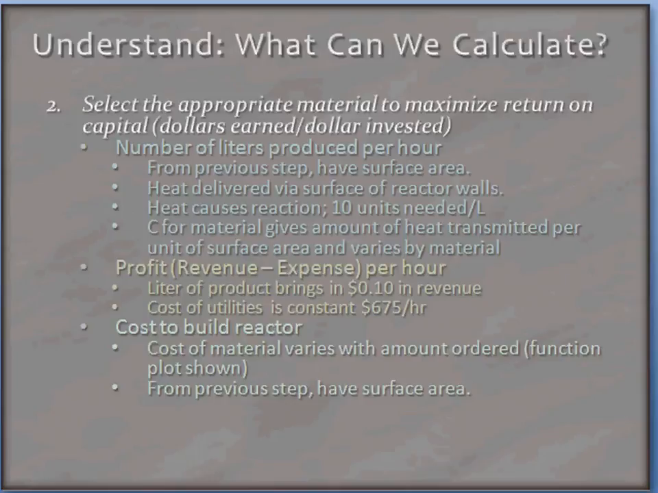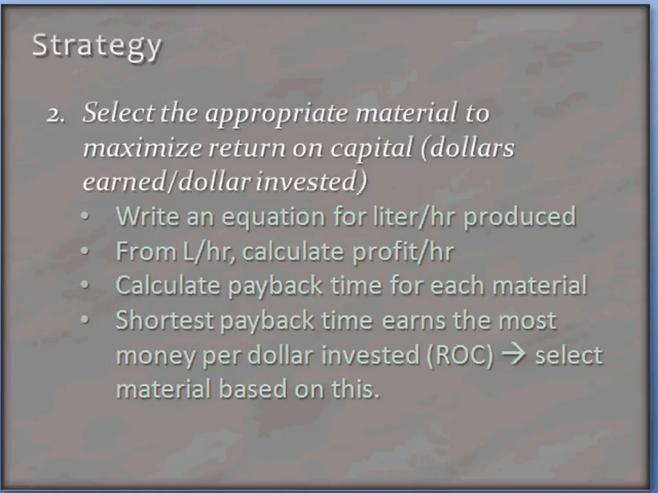With this information, we can calculate profit, which is equal to revenue minus expense. We know that each liter of product brings in 10 cents of revenue, so with the number of liters per hour, we can calculate the revenue per hour and subtract from this the expense of the cost of utilities to get profit. And finally, we can calculate the cost to build the reactor because we know the size of our reactor from our previous step, and we can calculate the cost of material based on the function plot that was provided to us in the problem statement.